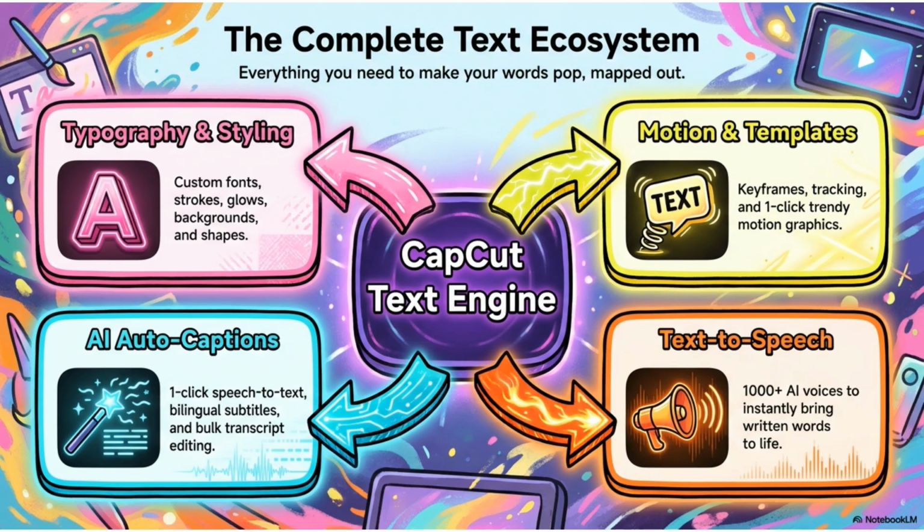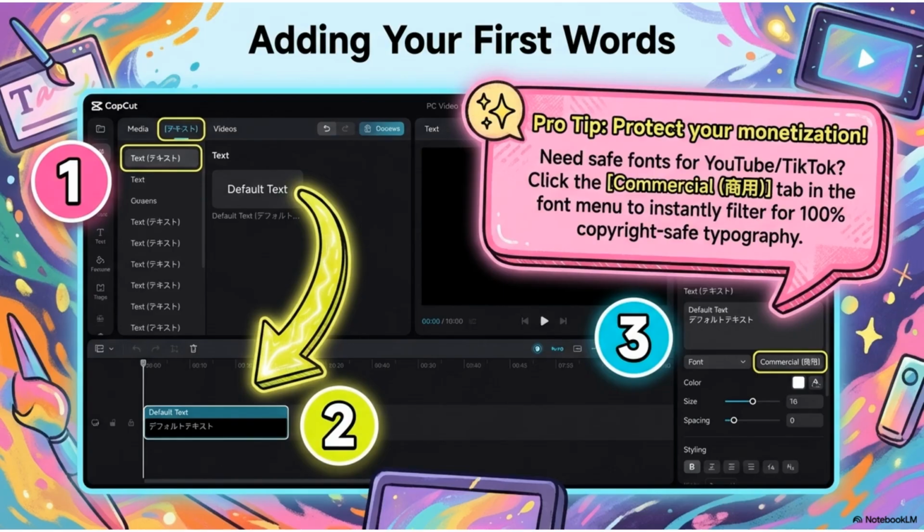Let's look at the complete text ecosystem within CapCut. First, there's typography and styling, where you can use custom fonts, strokes, glows, and even shapes. Then we have AI auto-captions for one-click speech-to-text and bilingual subtitles. Don't forget motion and templates for trendy graphics and text-to-speech, which uses high-quality AI voices to bring your written words to life.